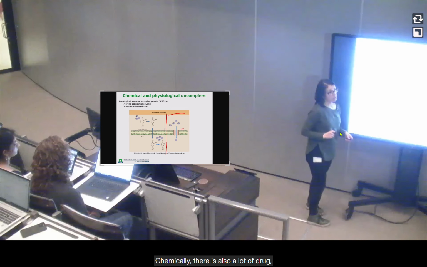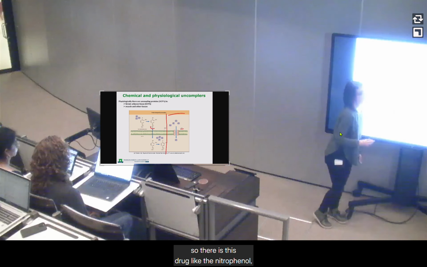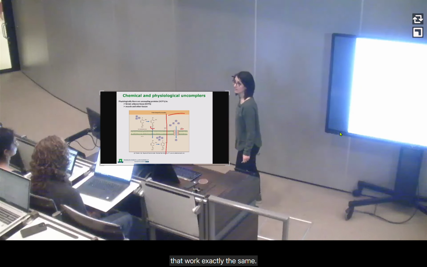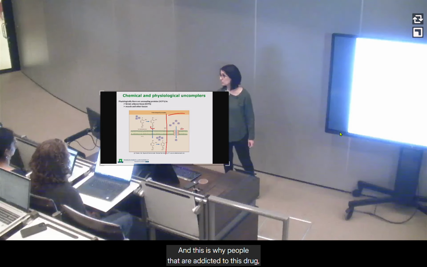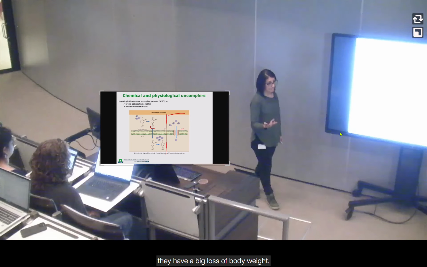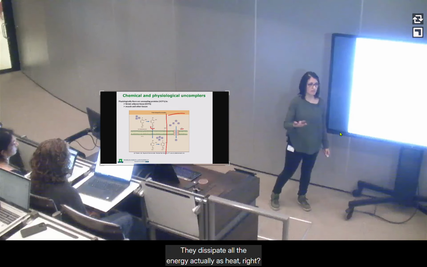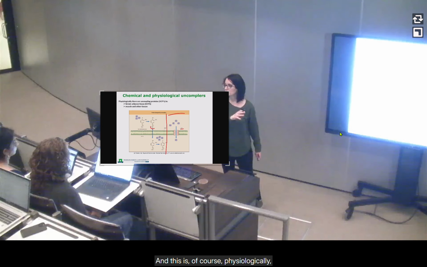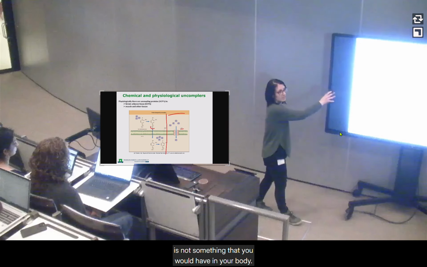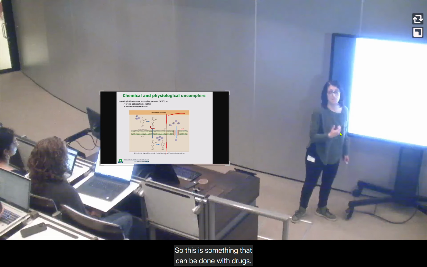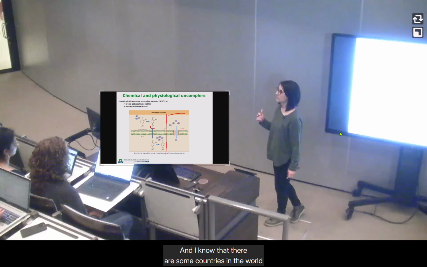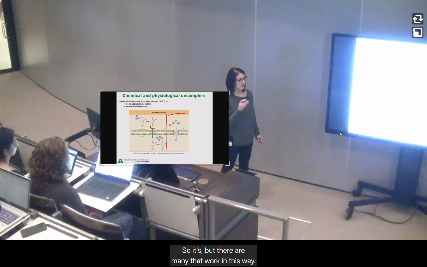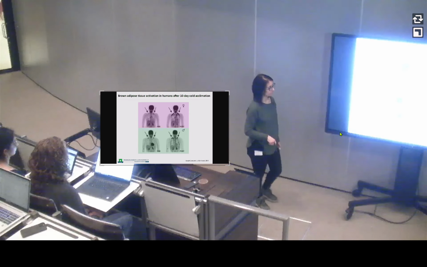Chemically, there are also a lot of drugs. So there are drugs like dinitrophenol, a lot of weak acid drugs like ecstasy, actually, that work exactly the same. And this is why people that are addicted to this drug, you will notice immediately they have a big loss of body weight, you can imagine, right? They dissipate all the energy actually as heat, right? And this is, of course, physiologically not something that you would have in your body. So this is something that can be done with drugs. And I know that there are some countries in the world in which these drugs are also allowed. But there are many that work in this way.